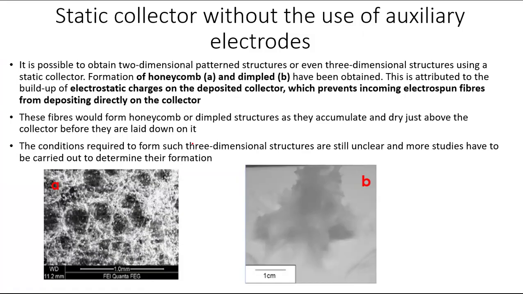So this is another type of structure of the fiber mesh. I have told you that you can control the texture of the fiber mesh. This is a honeycomb mesh structure that they have developed. Electrostatic charges on the deposit collector, which prevent incoming electrospun fibers from depositing directly on the collector, will form a honeycomb structure. It's just for you all to have an idea of what engineering things we can do in order to control the assembled or deposited fiber mesh.